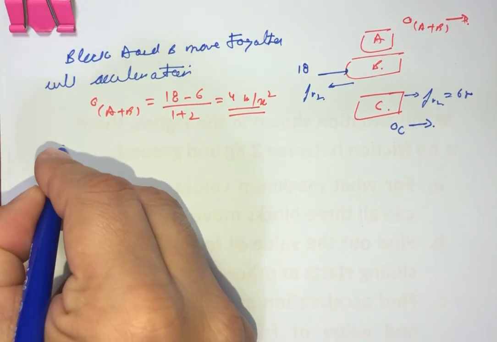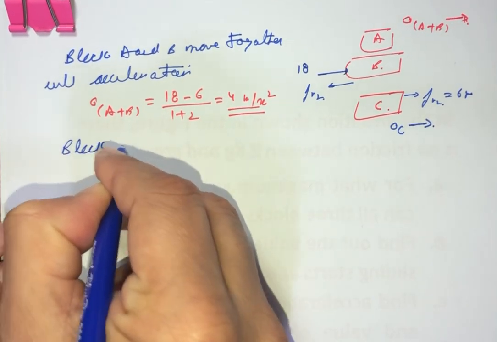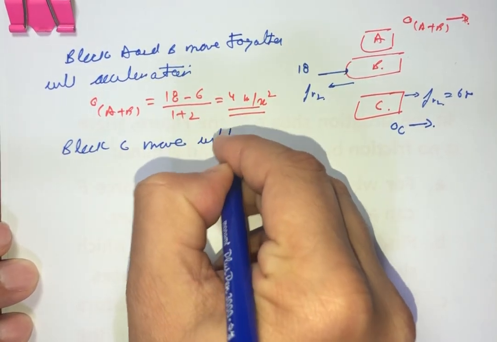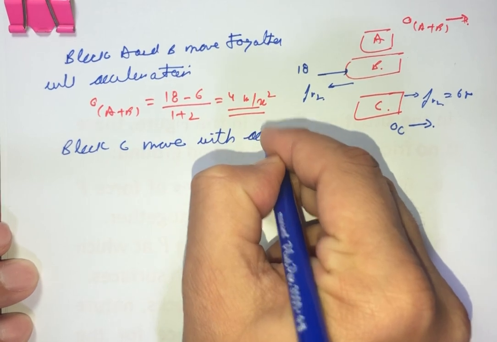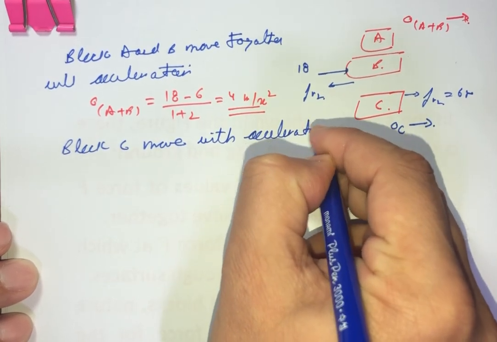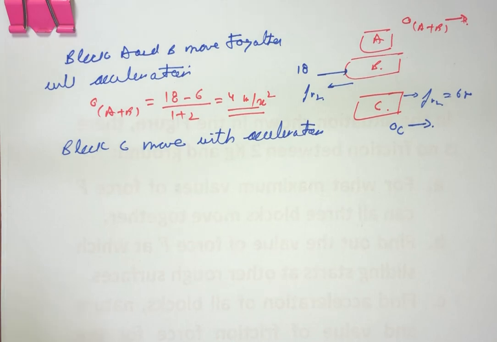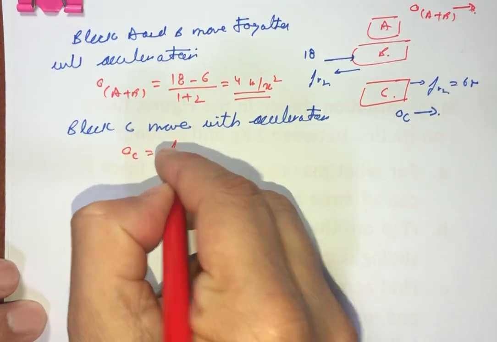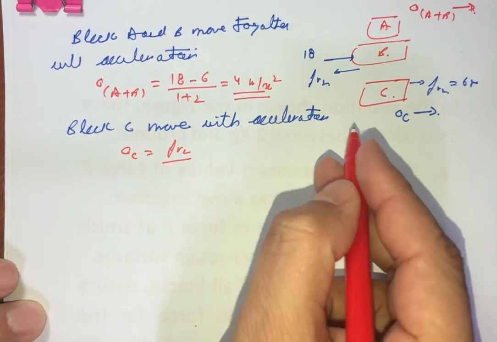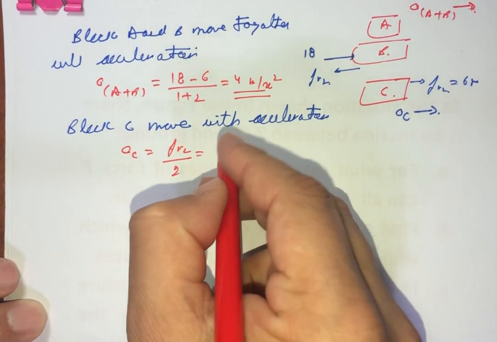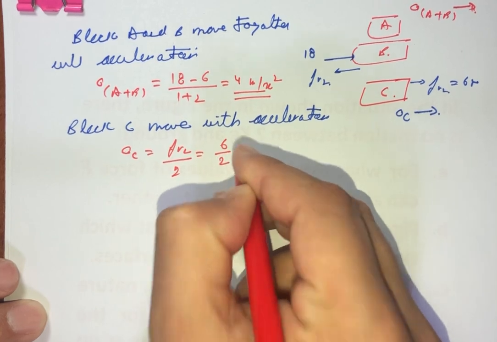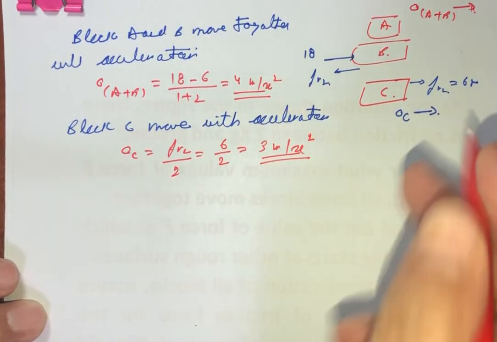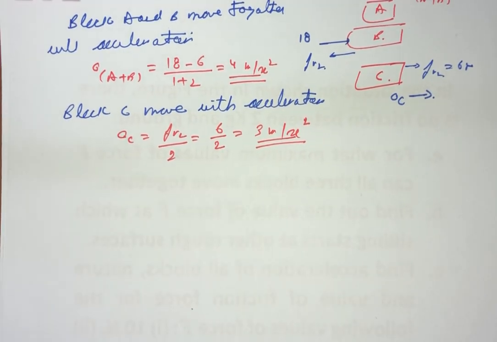Okay, block C moves with acceleration AC, which is equal to Fr2 divided by its mass, which is given as 2. So Fr2 is 6 divided by 2, which we get as 3 meter per second square.